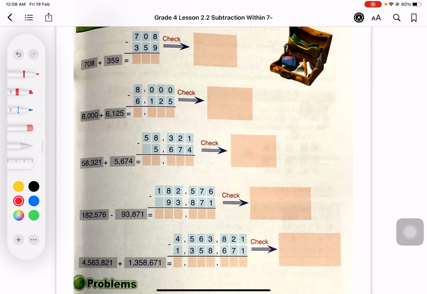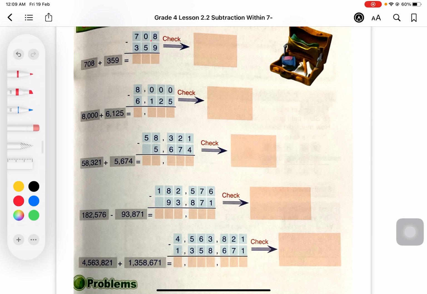8 minus 9 you can't. Go to the tens, you can't. The tens is 0. So this will become 6. This will be 10. Then it will give 1 to the 8. The 8 will be 18. And this will be 9.